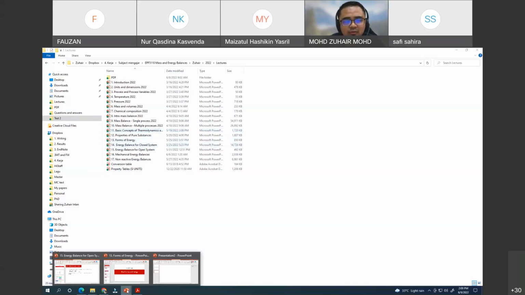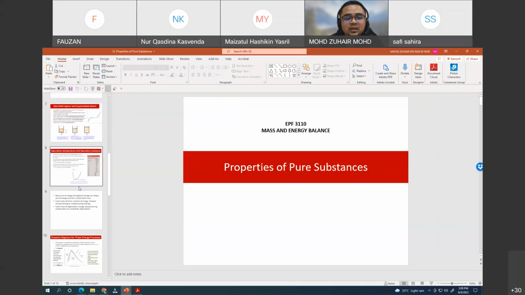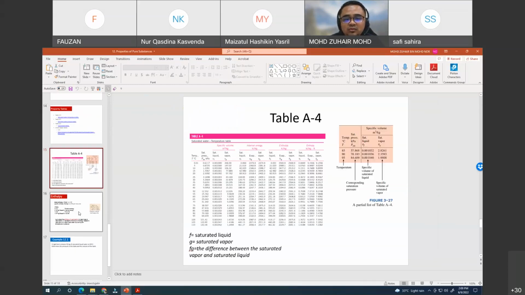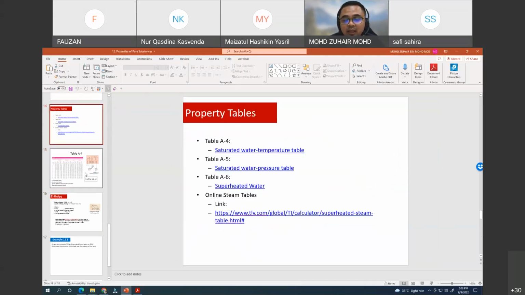Let's just go through first with the property of pure substances. The most important thing is just to know how to find values from the table. Nanti kita akan buat sedikit example. I just want to know whether you know which table to refer to, because this is very important, or else you will get confused and will not be able to get the right information from the right table. Especially when it comes to the A6 table, because this is superheated.